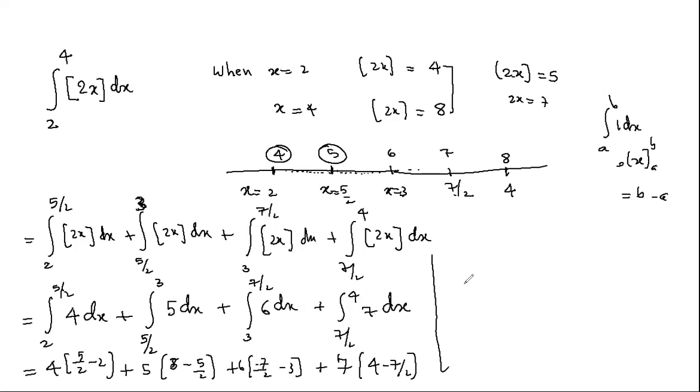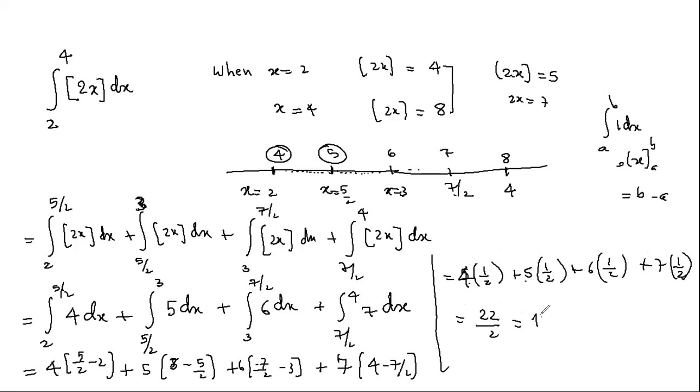So your final answer became 4 times half, 5 times half, 6 times half, and 7 times half. So 4 plus 5 is 9, 9 plus 6 is 15, 15 plus 7 is 22. So your answer became 11. Did you understand? Yes, sir. Okay, let me check whether you understood. One more question. Write down.